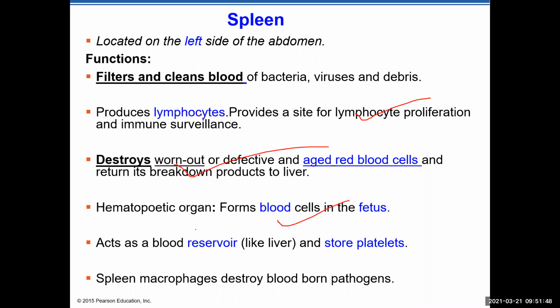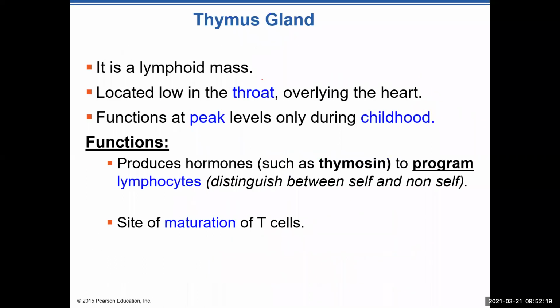The spleen also stores platelets and some amount of blood. There are certain macrophages present in the spleen which can kill the microorganisms present in the blood. So it filters the blood at the same time. Is it clear to everyone?